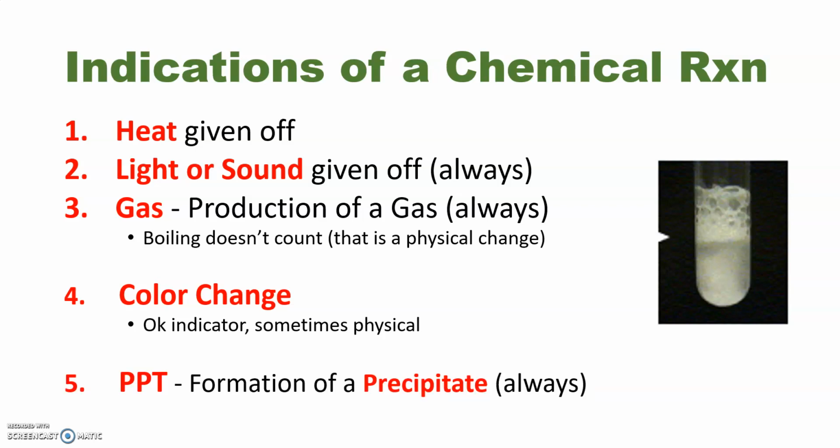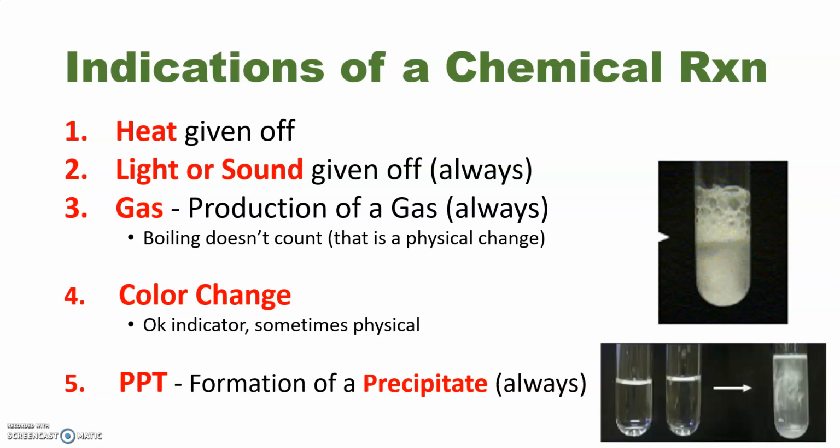And then number 5, a precipitate is forming. A precipitate is a solid that forms out of solution. We'll see lots of examples of precipitates in lab. We'll do some demos in class. So here is an example. You got two clear solutions. If you mix them together, you see that you get this cloudy appearance. That is definitely precipitate forming.